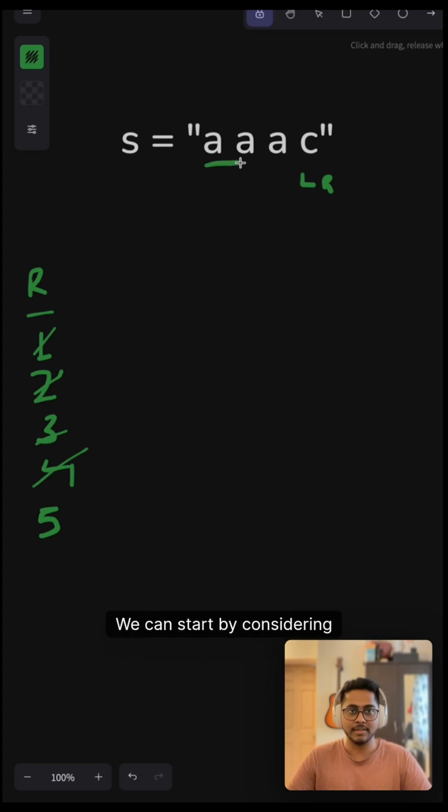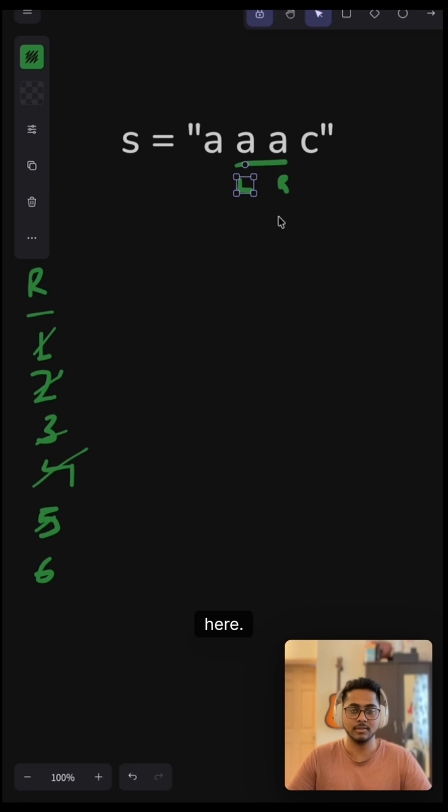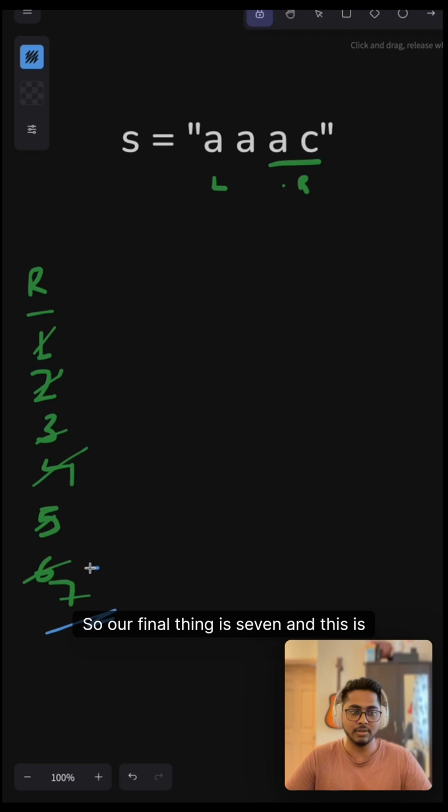We can start by considering two elements. Left will be this one, right will be this one. So now the total palindromes are 6. Then we move these two to here. And then again, this is one more. So 7 palindromes. So our final result is 7, and this is what we will return.